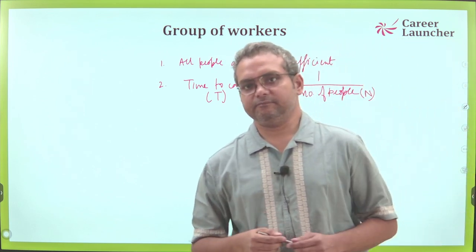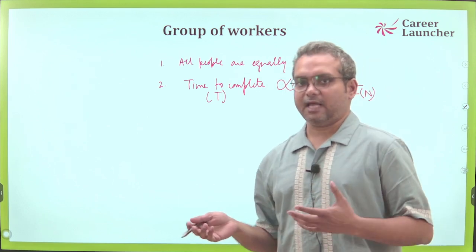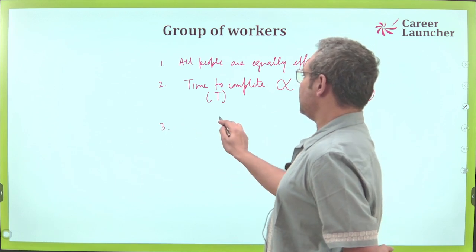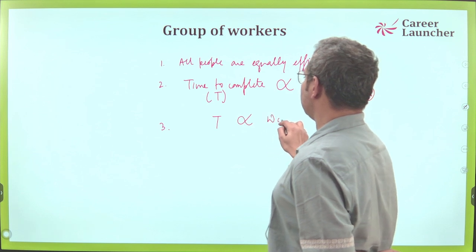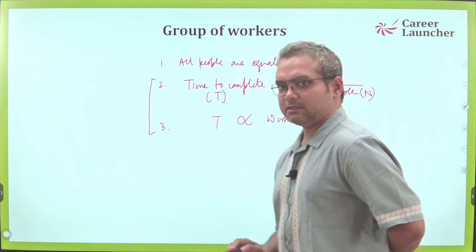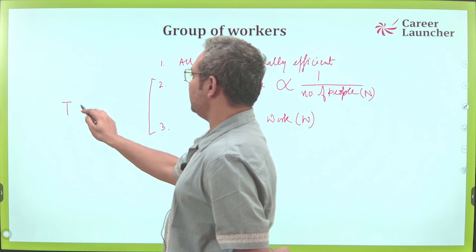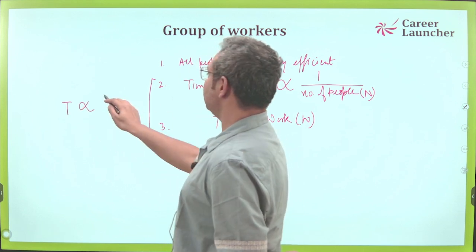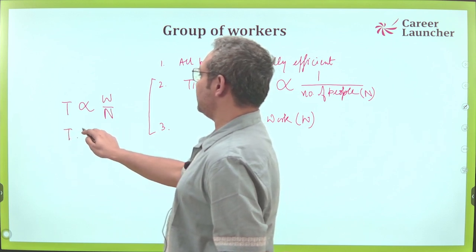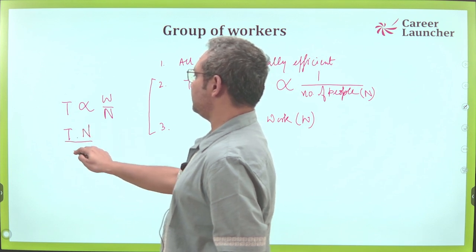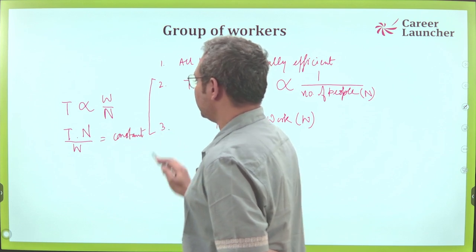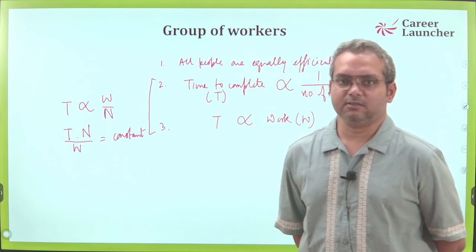The third point is, if the work becomes larger, then the time taken will become larger as well, and vice versa. So the time is directly proportional to the work. Let's call that W. Combining 2 and 3 together, we get time is proportional to W by N. Simplifying, time T multiplied with N, the number of people, divided by W is constant. Okay, TN over W is constant.